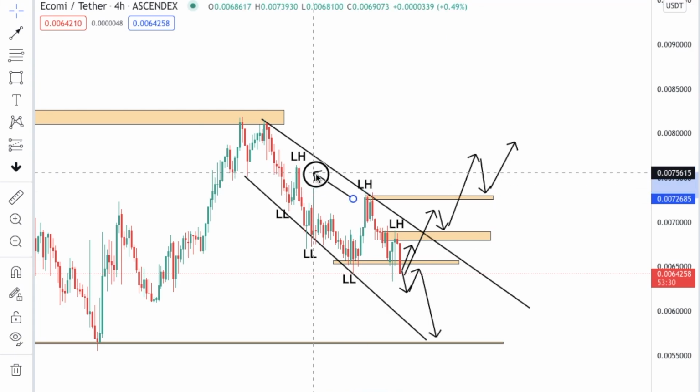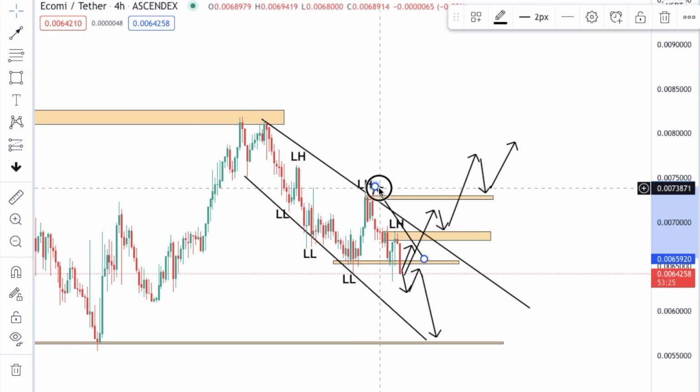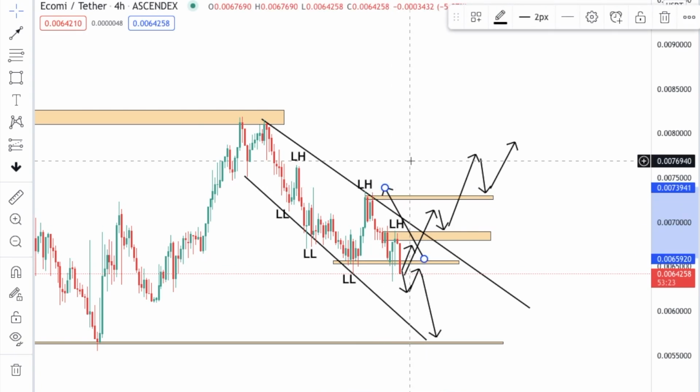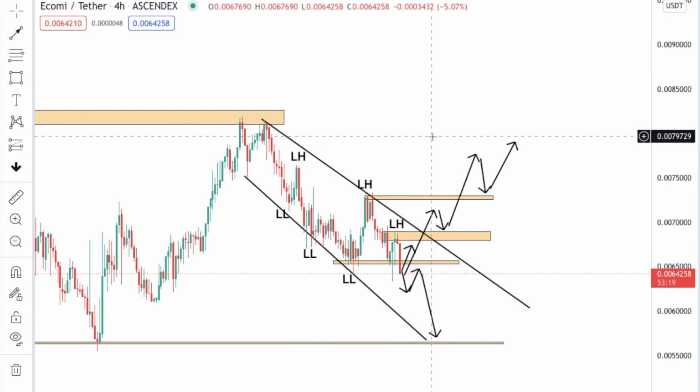So if we did not break this, and this move right here is not broken with this move right here, then we could consider ourselves still being trapped in this sentiment of this channel still going to the downside. So please keep that in mind.